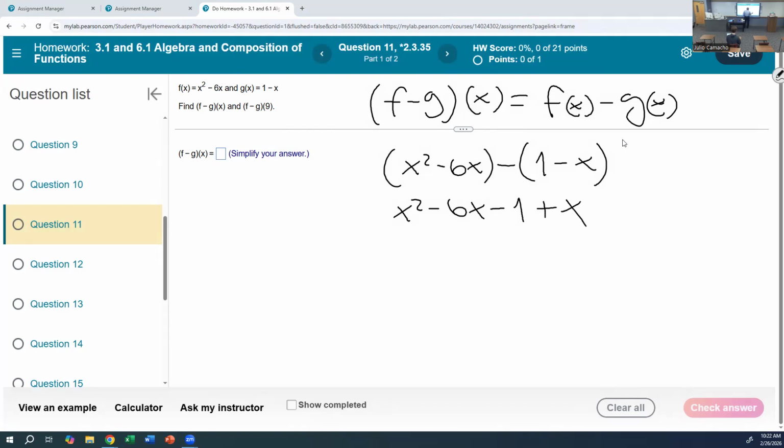Now again, like terms: there is nothing to combine with x squared, so you rewrite x squared. But you have negative 6x and now a positive x. That will be what? Negative 5x. Very good. And there is nothing to combine the 1 with, so minus 1. That is your final answer.